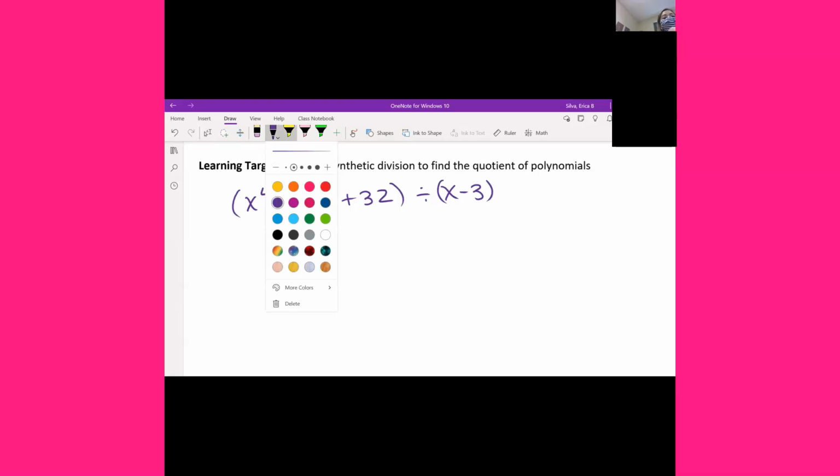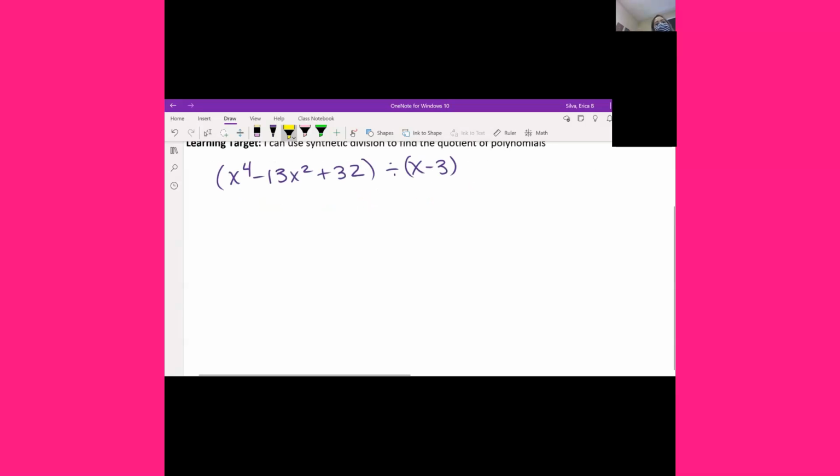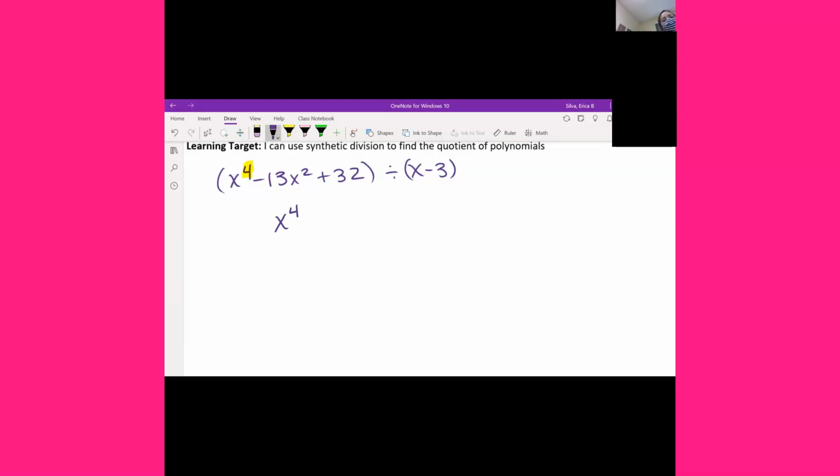Stated, and we want to look for the highest degree. Sometimes it's in order in standard form, sometimes it's not. But in this case, what's my highest degree? 4. So with that, I'm going to go x to the 4th, leave a little space, x to the 3rd, x to the 2nd, x, and then this number is going to represent my constant.